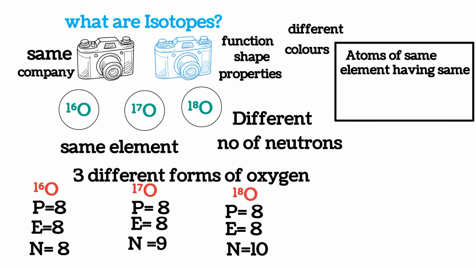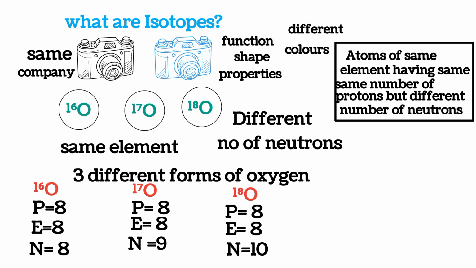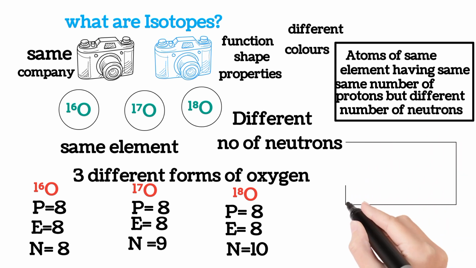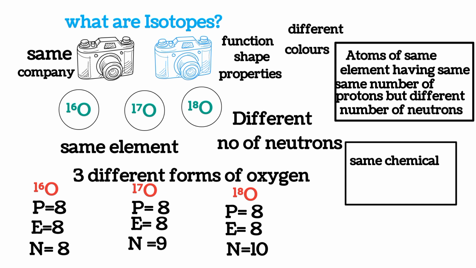So let's define an isotope. Isotopes are atoms of the same element having the same number of protons but different number of neutrons. I repeat, atoms of the same element having the same number of protons but different number of neutrons.